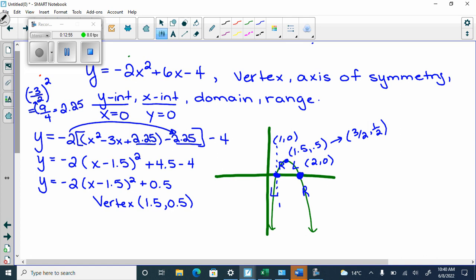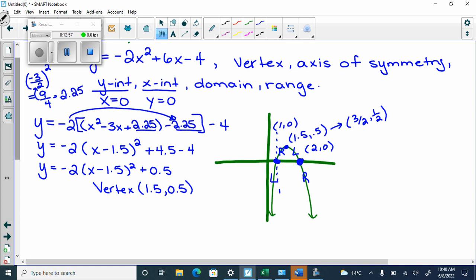Now, we need the vertex. That's that. What's the axis of symmetry? The axis of symmetry is the line that cuts the graph in half vertically. What is it? What x value cuts this graph in half? 1.5. So we have to write x equals 1.5. Your vertex x is the x that cuts the graph in half. So your axis of symmetry is x equals 1.5.